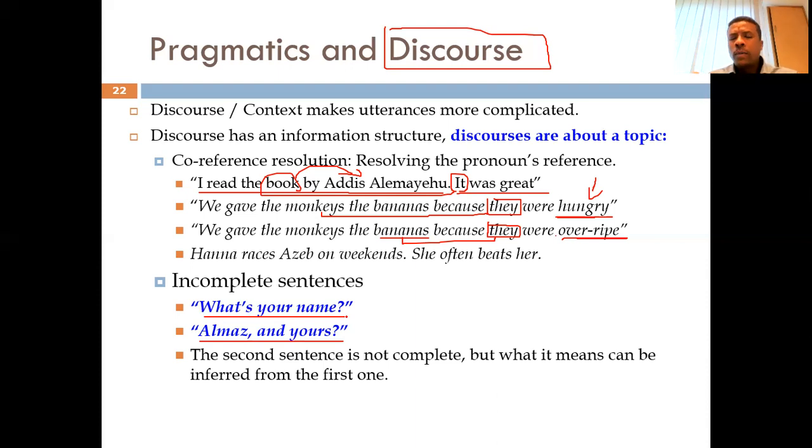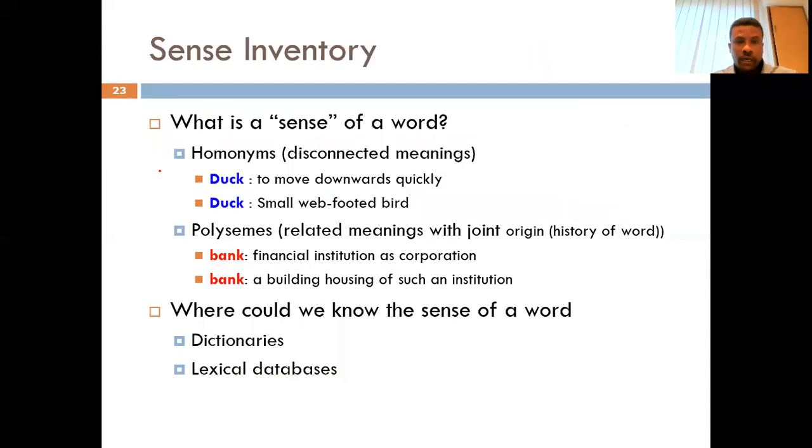We might not go deep into such kind of analysis, but there are students or researchers doing co-reference resolution for many local languages. And it is about discourse. It is about pragmatics, what you want to communicate using a specific context.